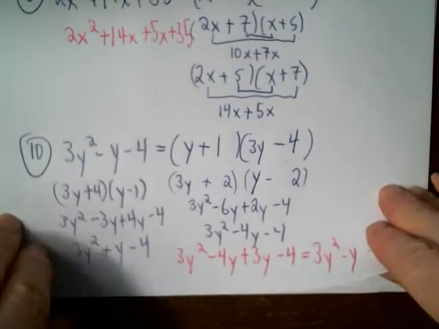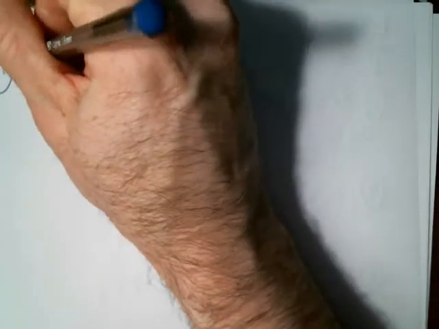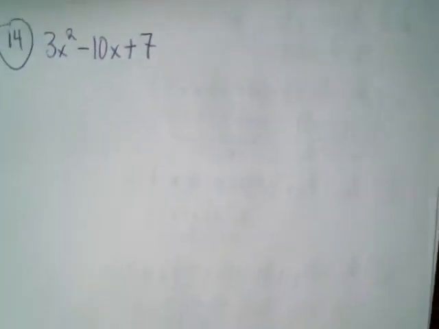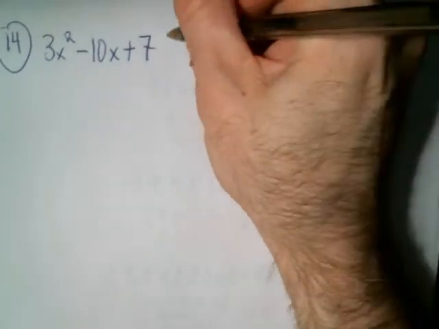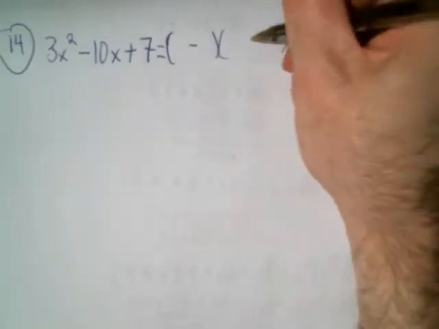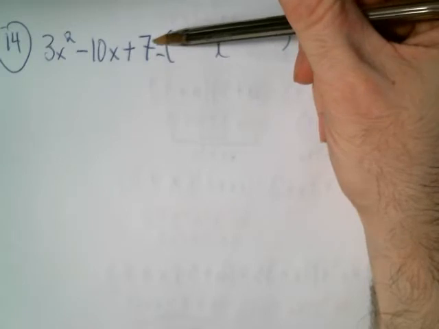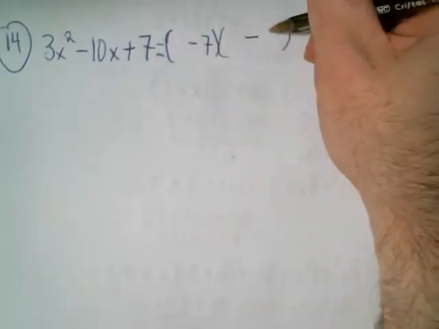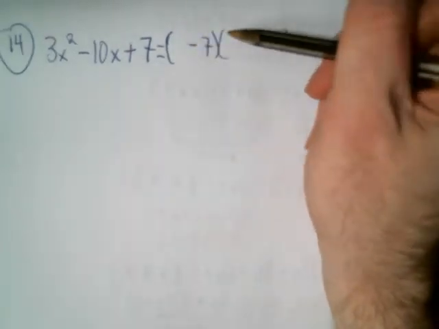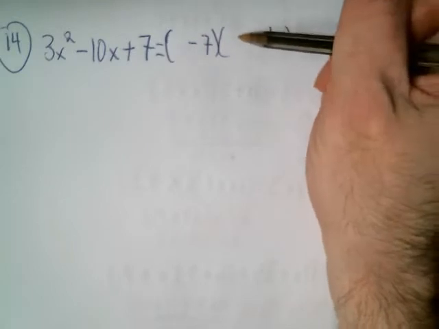Okay, so let's keep moving. Here's number 14. We have 3x squared minus 10x plus 7. This time our signs have to be minus minus. And it's got to be 7 and 1, so we can automatically fill in some of the blanks. So we're left with 3x and 1x, or 1x and 3x.